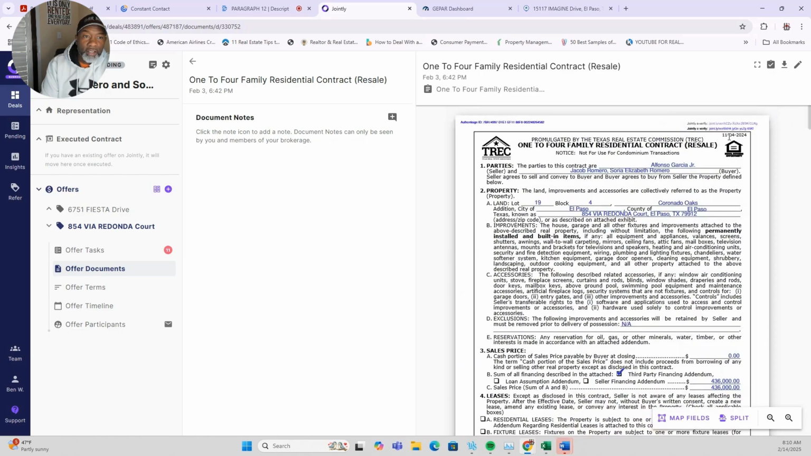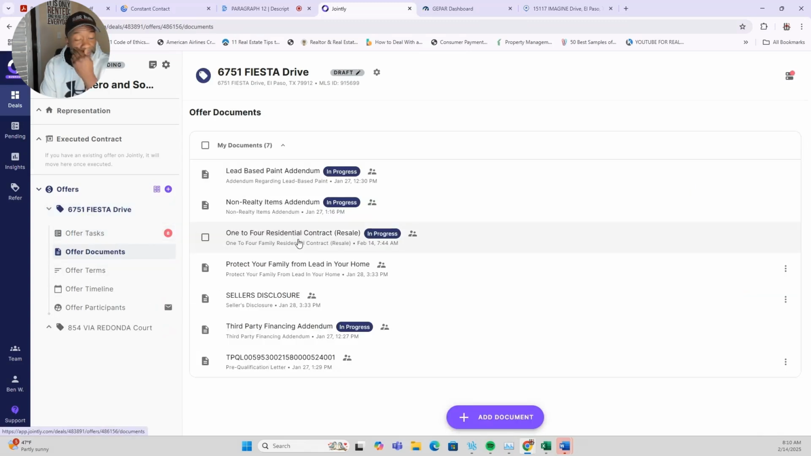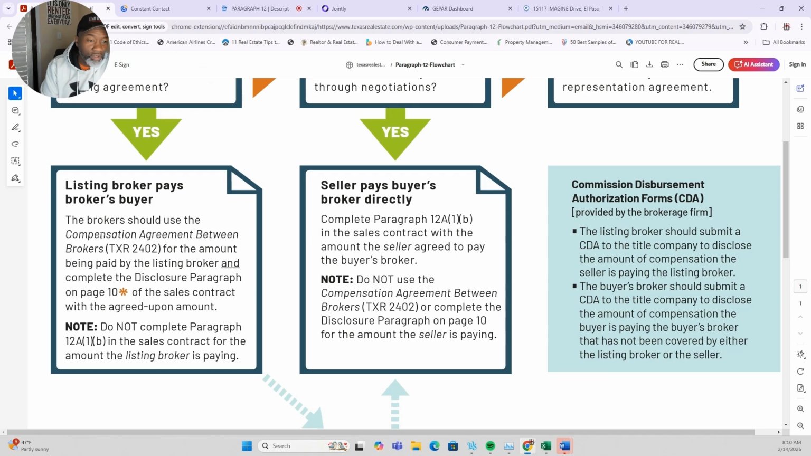All right, let's go to a different one. Let's go to Fiesta here. Let's go to offer documents on Fiesta, and let's paint it the other way. Now we're back to the flow chart. You saw that, look, we had the conversation about compensation between brokers here. And then we removed it out of 12A1B, right? We removed that amount out of there, but we did use it in page 10. Okay, we put the 3% in page 10 and we removed it from 12A1B. So we removed it. That's the way that's supposed to work.